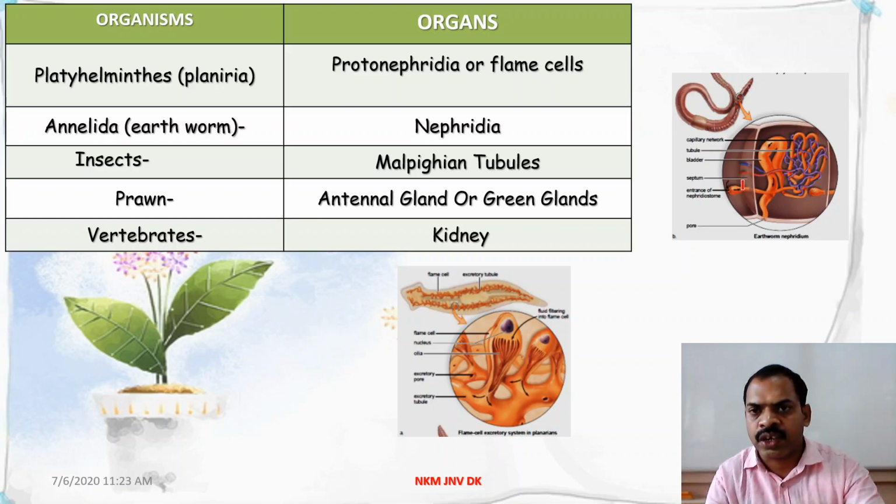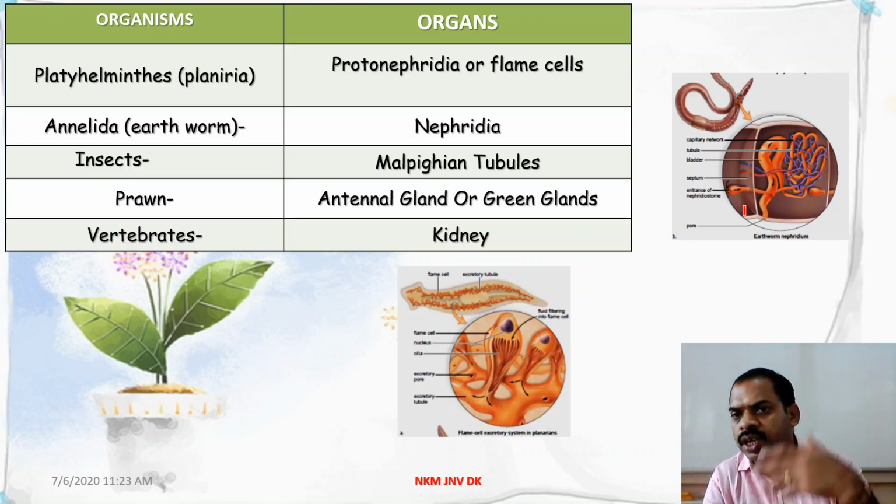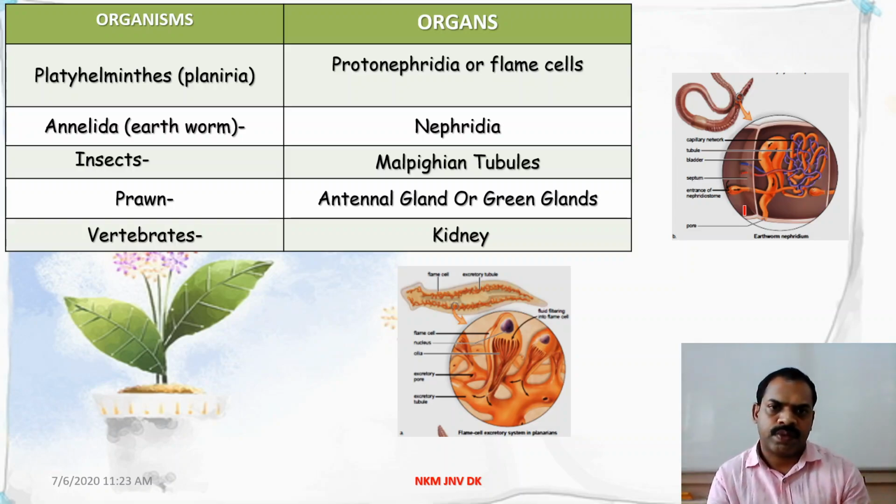It is excreting to the cuticle, the outer skin surface. That is why the earthworm's skin appears moist, because they excrete into the skin. That also helps them with respiration, because the moist skin dissolves the oxygen and absorbs it.